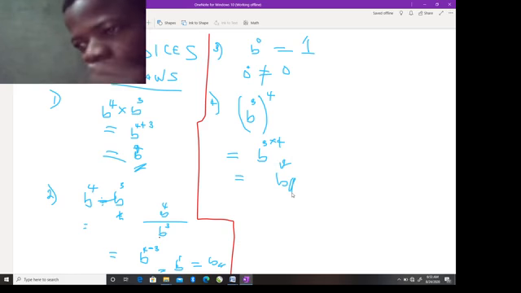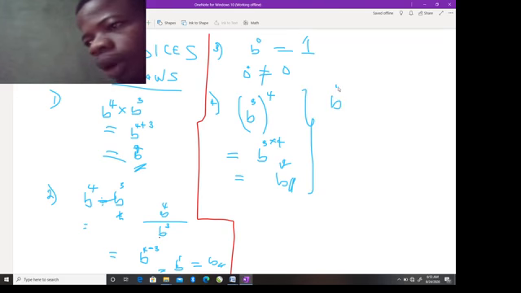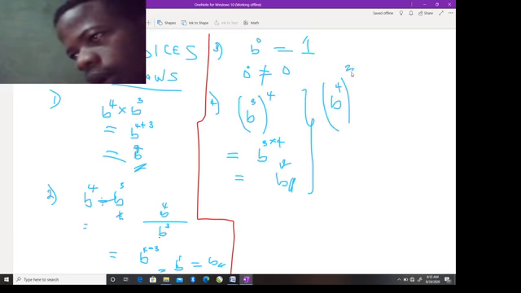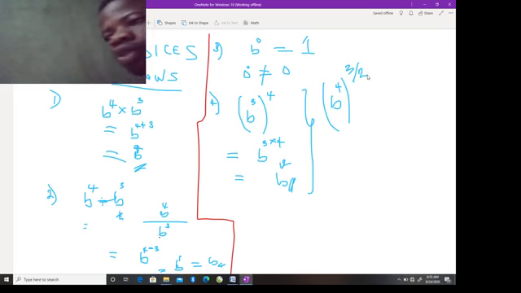That's power law. In the same vein, you can have something like this: b raised to the power of 4, and everything raised to a fractional power, 3 over 2. What do you do? Just let the powers multiply powers.